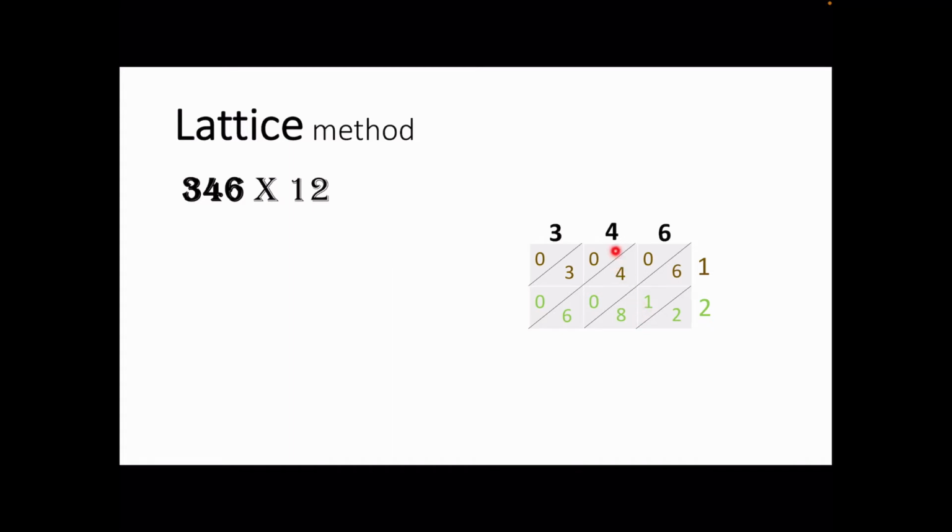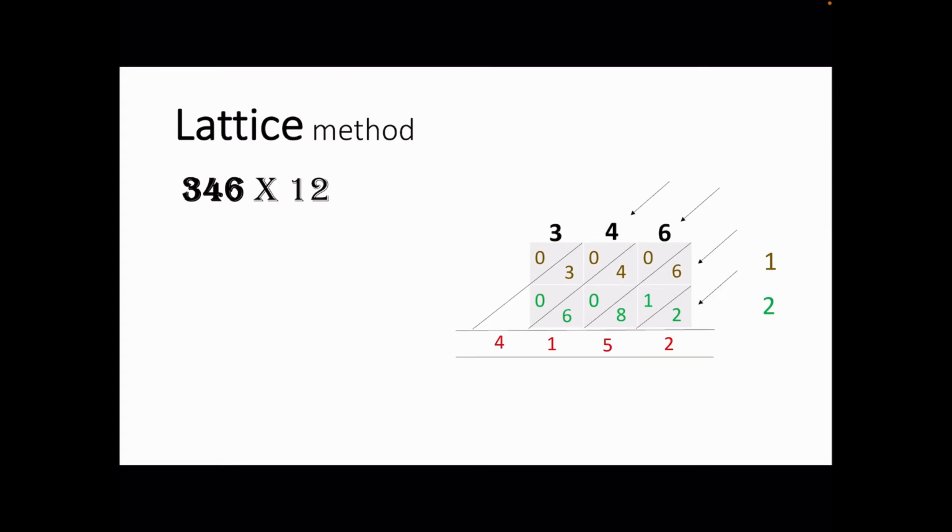4 into 1 gives us 0, 4. And 4 into 2 gives us 0, 8. 3 into 1 gives us 0, 3. And 3 into 2 gives us 0, 6. Now, we'll just sum up these numbers in the columns diagonally.